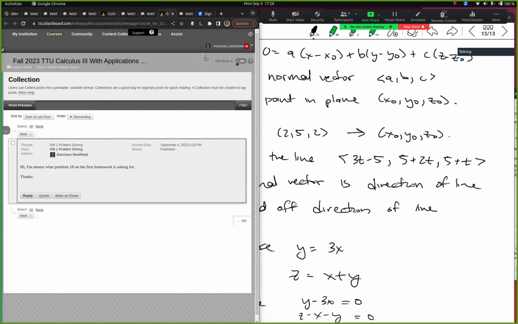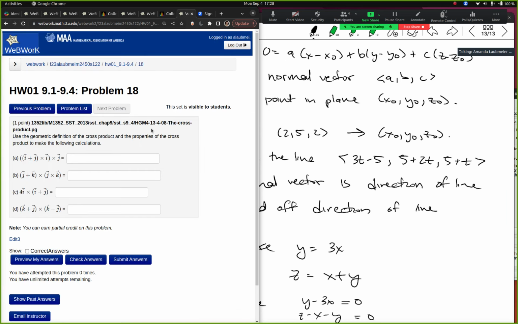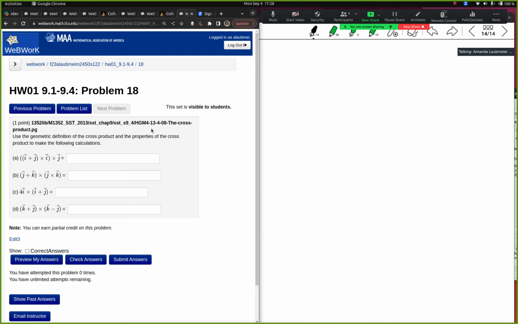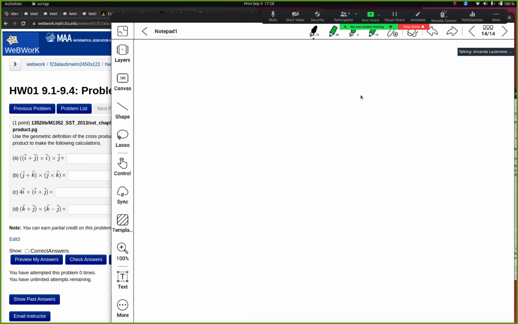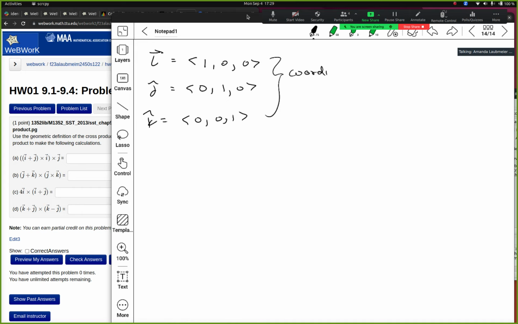And then last is Garrison asks on the first homework, what is problem 18 asking for? And problem 18 is that weird cross product problem. And so I talked about this a little bit in the first problem solving session videos, I think, but just in case, I i hat, j hat, and k hat you need to know are our coordinate vectors. So i hat is 1, 0, 0, j hat is 0, 1, 0, and k hat is 0, 0, 1. All of those are our coordinate vectors.